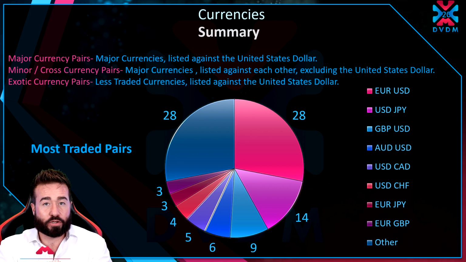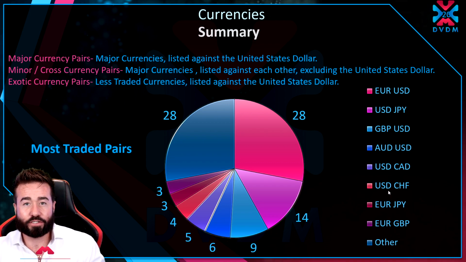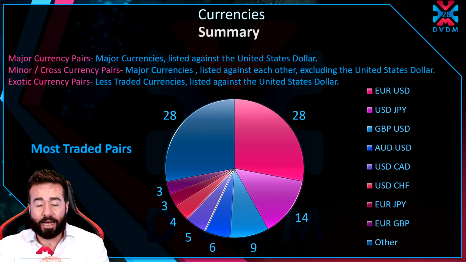Now, bonus question for those of you who want to win some brownie points. If we have a look here, we can see Euro USD, that's a major. USD JPY, that's a major. GBP USD, major. Australian USD, major. USD CAD, major. USD CHF, major. Followed by two minors, Euro JPY and Euro GBP. There's one major that's missing, and bonus points for whoever in the comments picks it up.